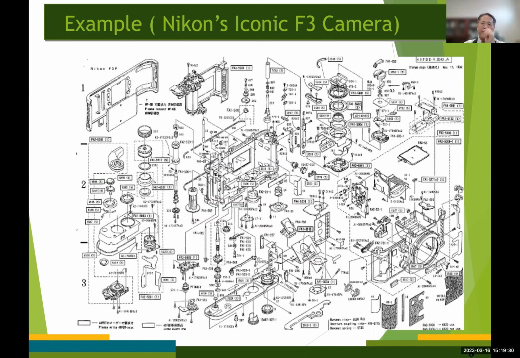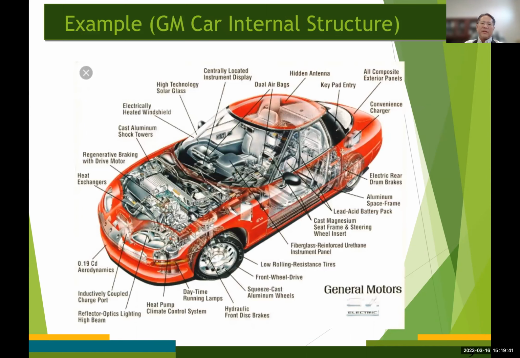This diagram shows an exploded view of a certain camera, and this is one of the GM cars' parts diagrams, where the CPM and PERT project scheduling methods were successfully implemented.